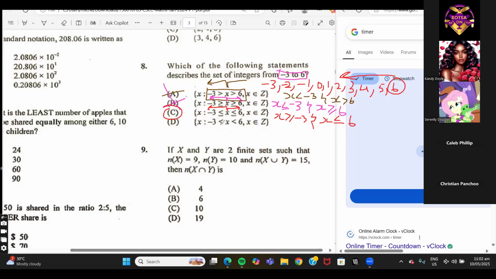In D they have x is greater than -3, but they don't have the equal part. If x is greater than -3, the first number greater than -3 is -2, so we start from -2, then -1, 0, 1, and the other part is saying x is less than 6, so we have to stop at 5. This is not correct. As I said, the main thing you need to read and understand is this part. That will help you determine the answer.